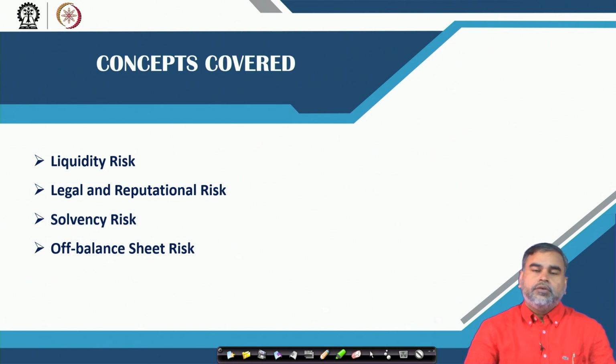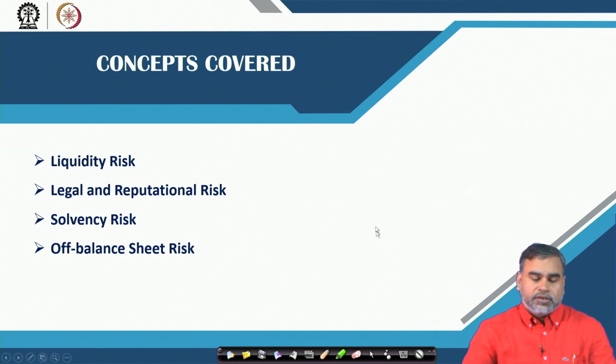Then apart from this, we will also discuss certain issues related to the legal and reputational risk of the commercial bank, and finally, the overall risk of the commercial bank, which can be judged by measuring the solvency. And finally, we will discuss the different sources of balance sheet risk, because in today's context the importance of non interest income has increased, and this is because the activities related to balance sheet items have also increased to a larger extent.